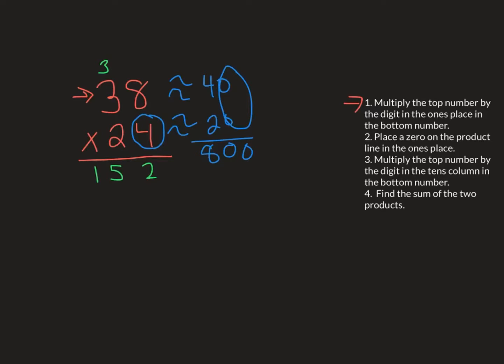Now before I do anything else, I've got to go to step 2. Step 2 says place a 0 in the product line in the ones place. So here's the product line. I place a 0 in the ones place.